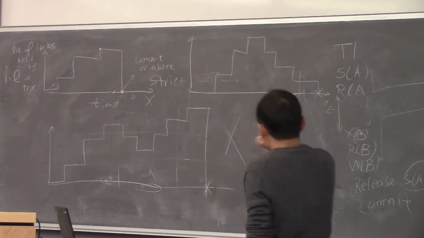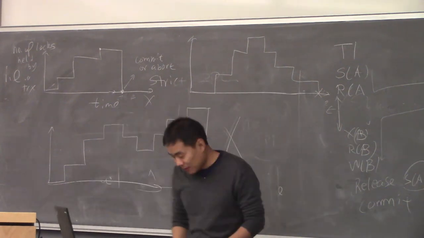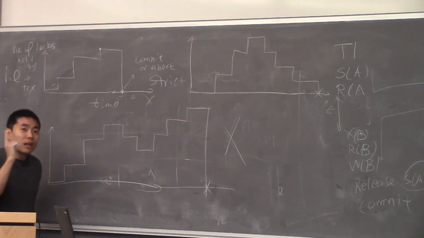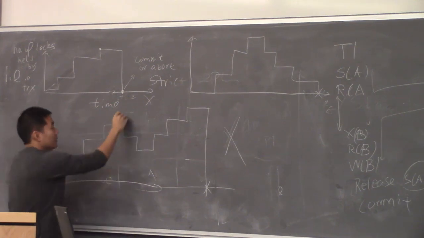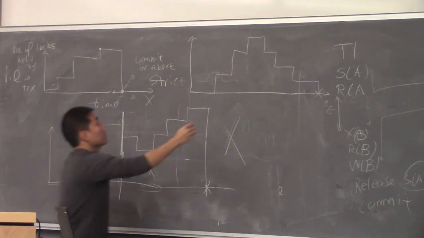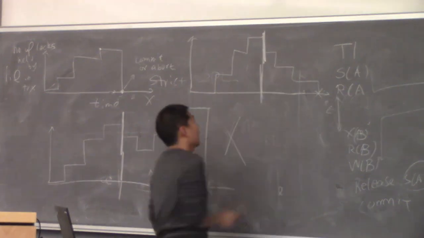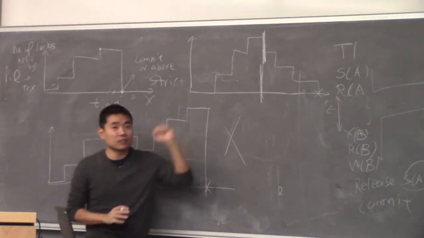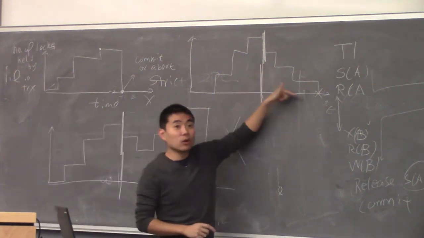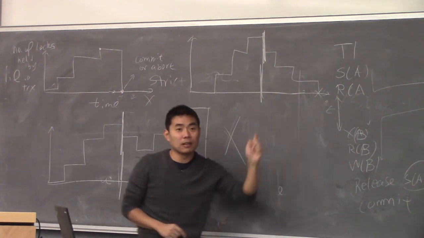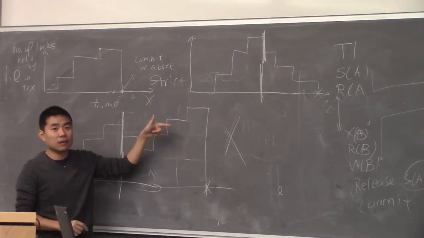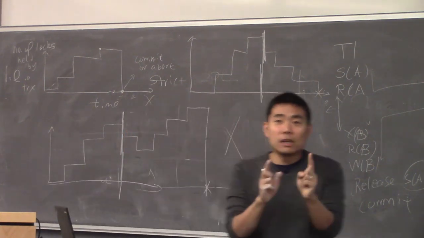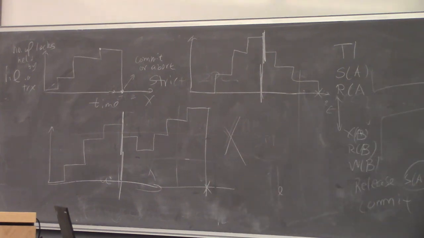Okay, look at me. I'm going to draw a line, a critical line. If you look from this point forward, from here to here, what's the difference between this figure and that figure? The curve here only goes down, never comes up again. The curve here goes down and up. That's the critical difference. Okay? For non-strict two-phase locking, yes, you can release a lock whenever you're done, like here.